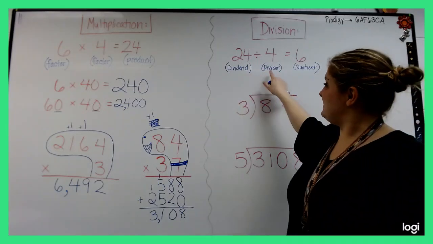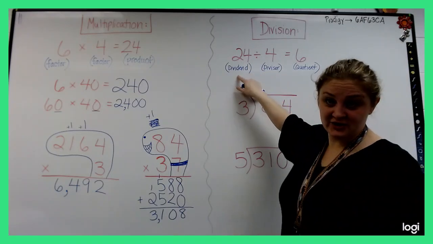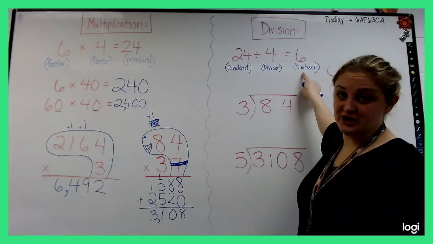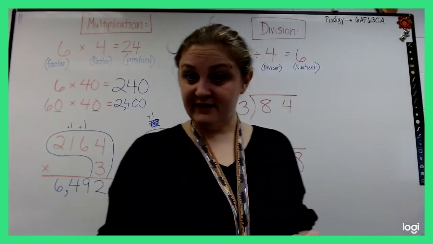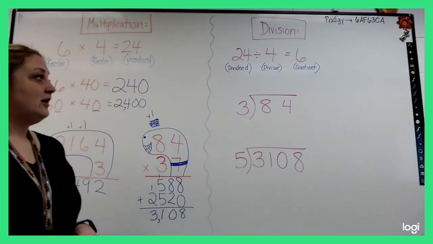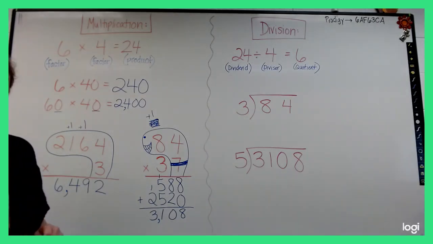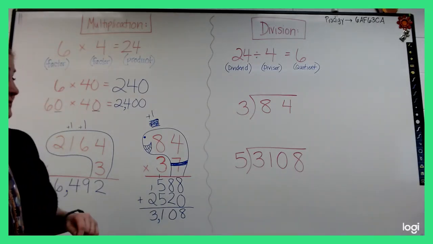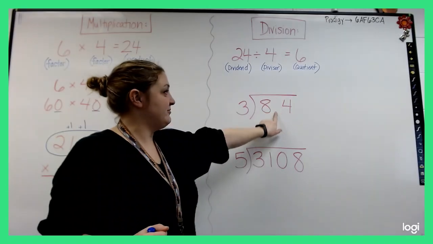These 2 terms, dividend and divisor, I'm not as concerned about you knowing as quotient. You need to know. Answer to division is a quotient. All right, now we've learned box division in our class. So, does anyone remember, what should I have here between my 8 and my 4?